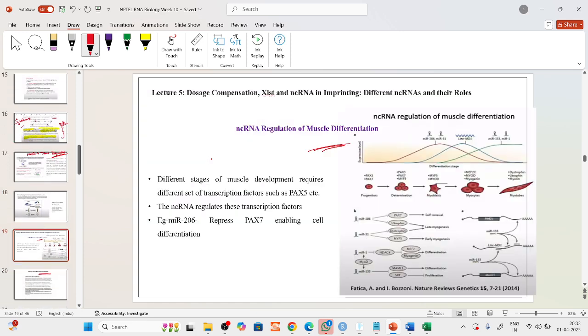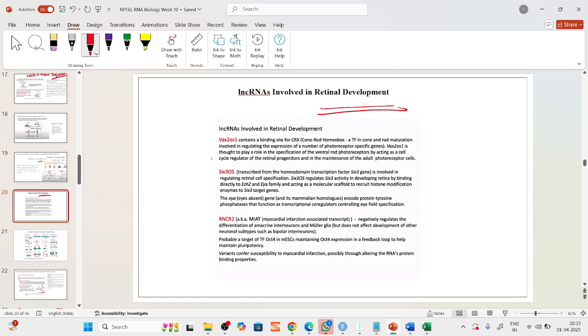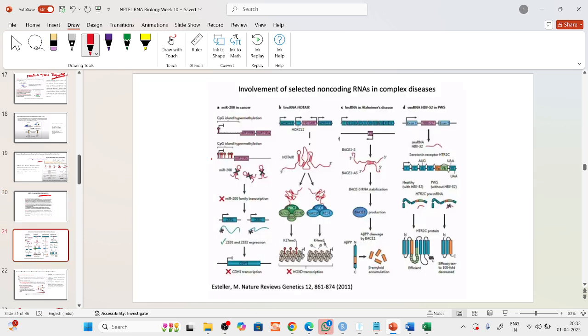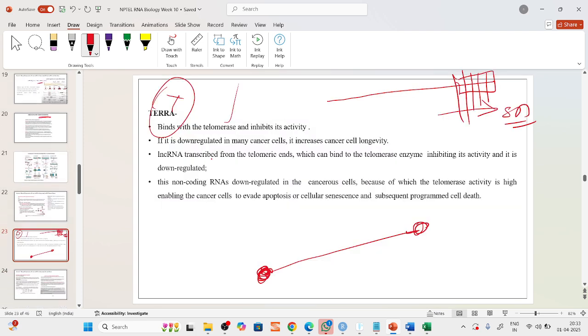Then we have studied the different roles of non-coding RNA. They are involved in muscle differentiation, they are involved in retinal development, and they are involved in various kinds of diseases like cancer, Alzheimer's disease, and many different kinds of diseases. Then they are also involved in cancer, particularly cyst is involved in cancer.